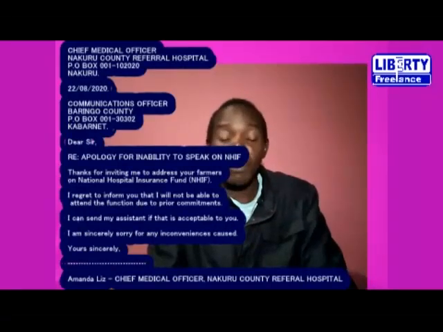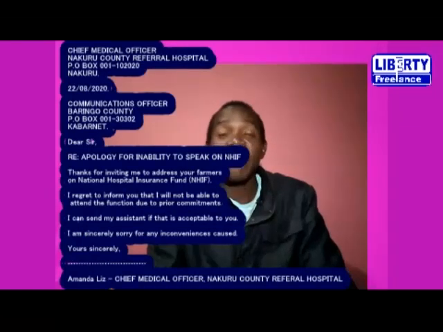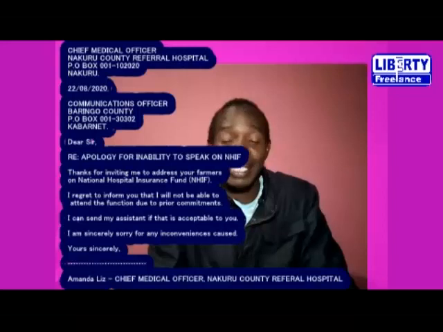The next paragraph, you jump one line: I regret to inform you that I will not be able to attend the function due to prior commitments. Full stop. And then you go to the next paragraph, jump a line and say: I can send my assistant if that is acceptable to you. Full stop. Jump one line, and then you end by apologizing again.